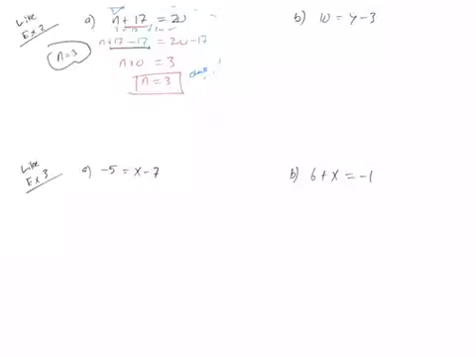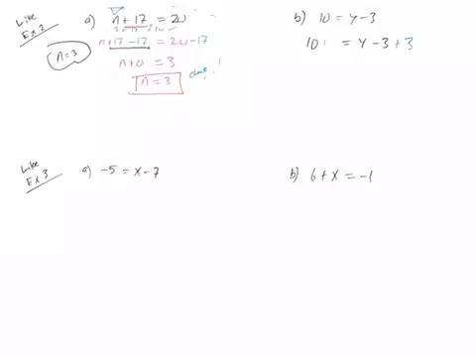Okay, let's try another one. 10 is equal to y minus 3. So what I'm going to do is rewrite that equation. 10 is equal to y minus 3. And again, I'm trying to get that y by itself. So I'm going to do the opposite of what's there. Right now, it says y minus 3. So the opposite of minus 3 is going to be plus 3. So I'm going to add 3.